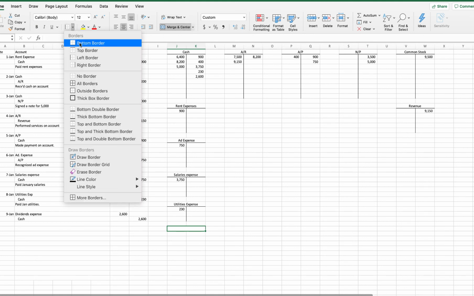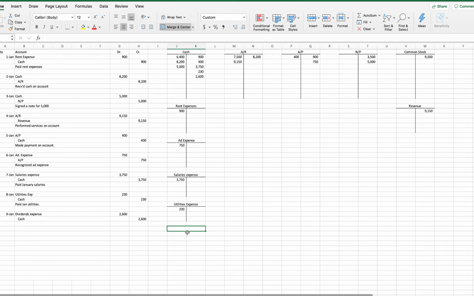Again, merge and center. Get your bottom border. Type in dividend expense. I'm just abbreviating. Make sure you put in your left border so you can make it look like a T. And post that debit of $2,600. Beautiful. What do we do here? Well, we got to go ahead and put in an explanation. Well, since we debited dividends expense, credited cash, we basically paid a dividend. So I'm going to say paid dividend.